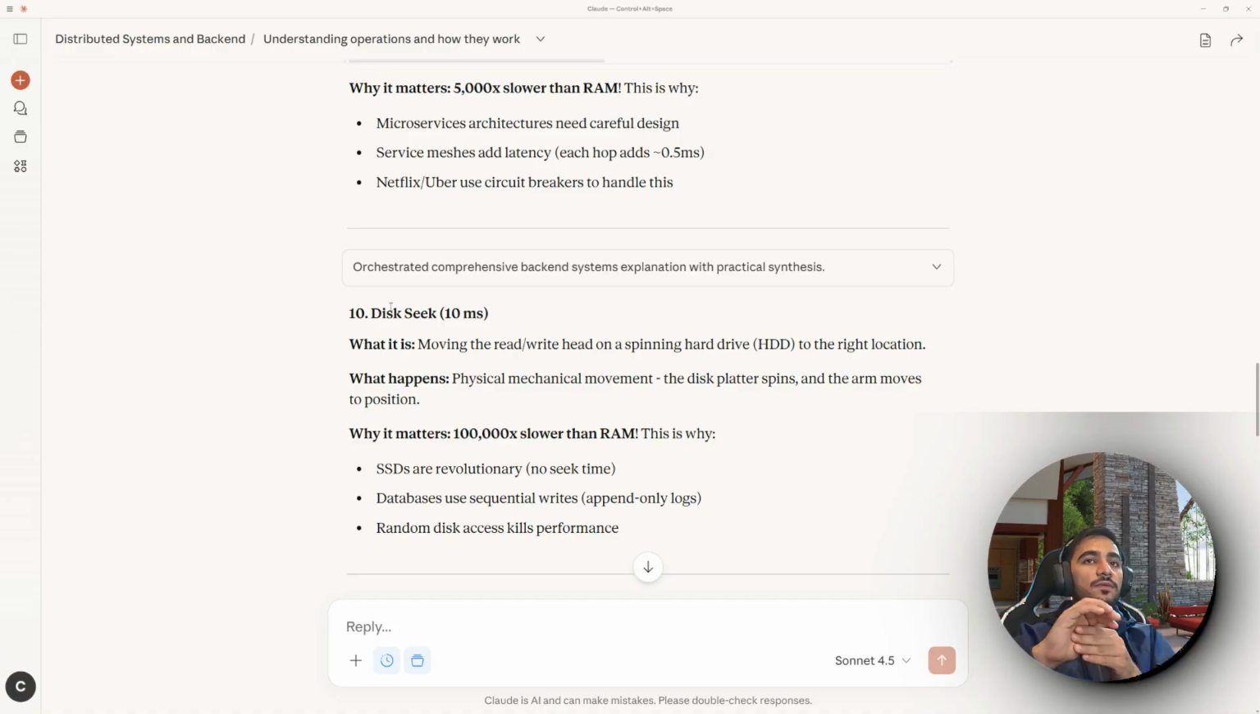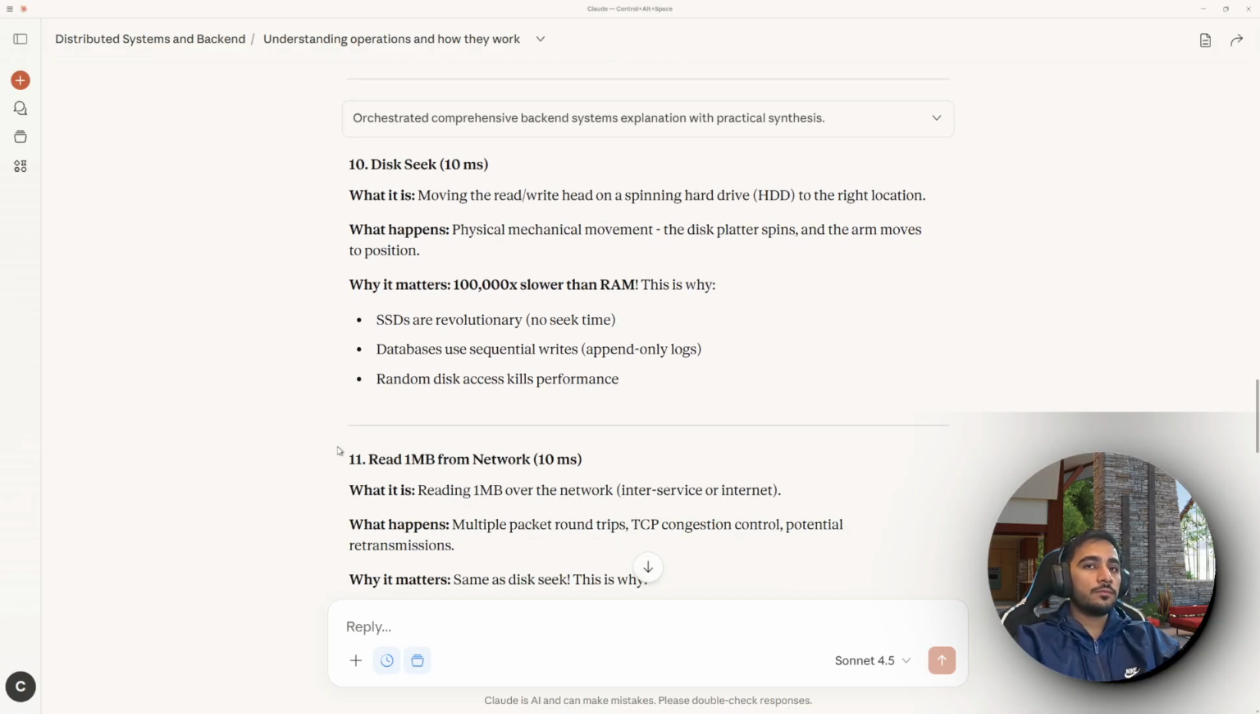Why it matters? This is 100,000 times slower than RAM, and especially because of this, when you understand this nuance, you see that solid state drives, SSDs, are revolutionary. They have no seek time, and databases use sequential writes or append-only logs. Random disk access kills performance.